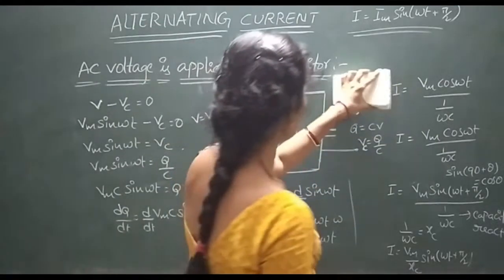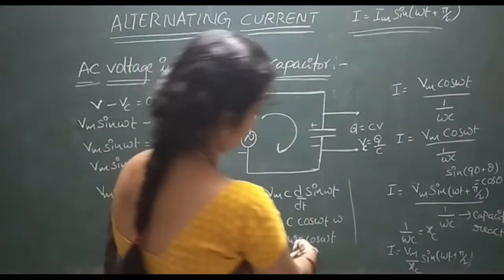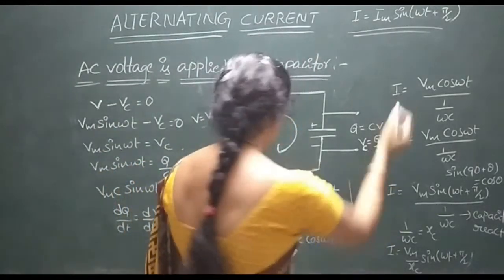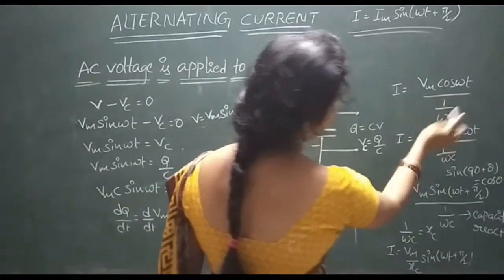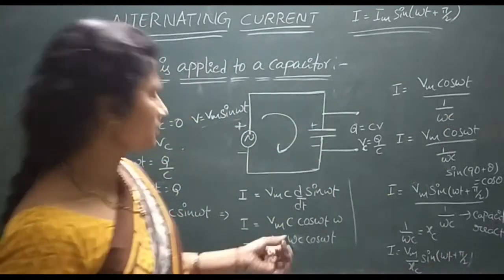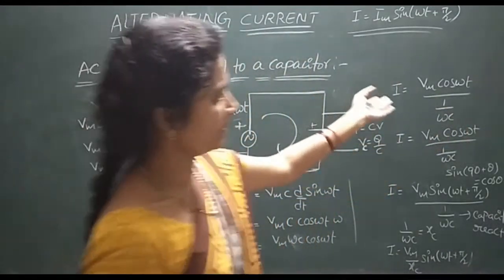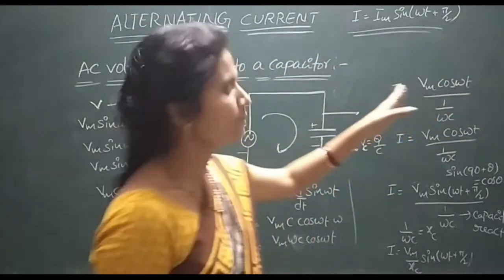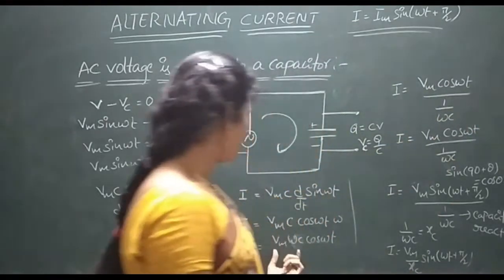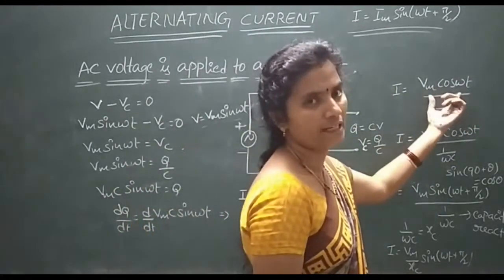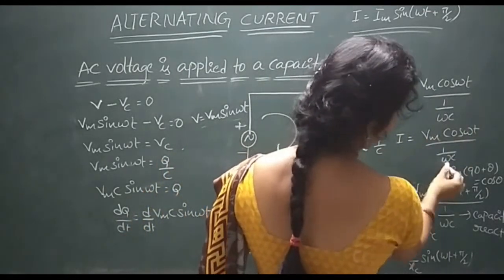So from this equation, Vm omega C cos omega t, this can be written as I is equal to Vm cos omega t by 1 by omega C. Why? Because if we take 1 by omega C into the numerator, it becomes reciprocal, omega C by 1. So from that, it will be Vm omega C into cos omega t. So I is equal to Vm cos omega t by 1 by omega C.